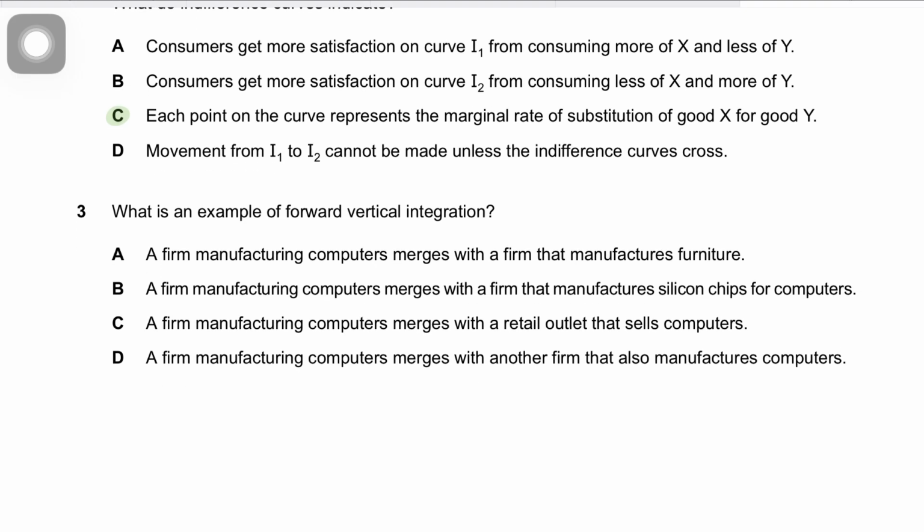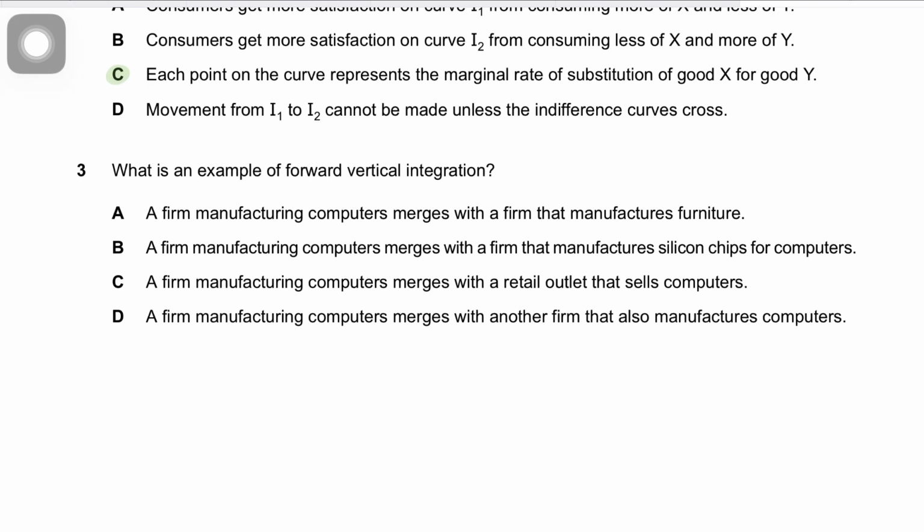Question 3 says, what is an example of forward vertical integration? It's from the growth of firms chapter. Now, this is talking about external growth. Now, a manufacturing firm, C is the correct answer for this, because you need to know what forward vertical integration is.